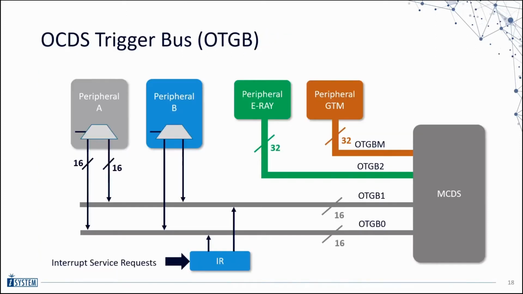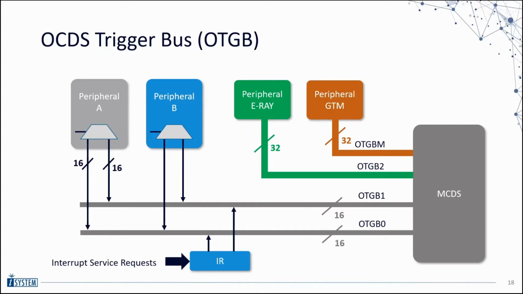Here's a block diagram that visualizes what we have discussed until now. There are two peripherals, A and B, exemplifying any of the peripherals shown on the previous slide. The peripherals make their relevant signals available via trigger sets. For each of the peripherals, we can choose which trigger set to map onto which bus. For example, we could observe two peripherals in parallel, or two trigger sets from a single peripheral.